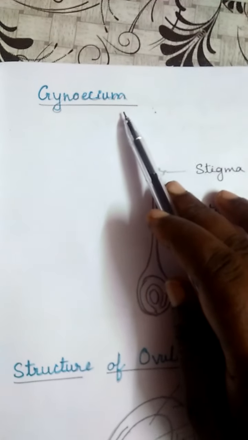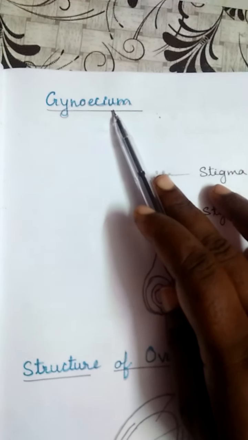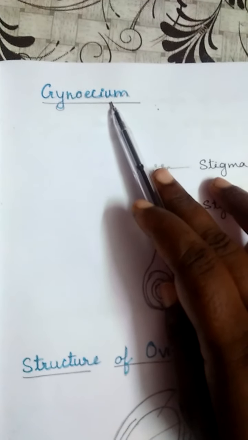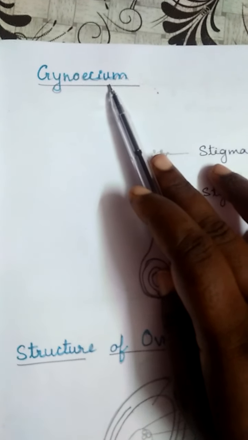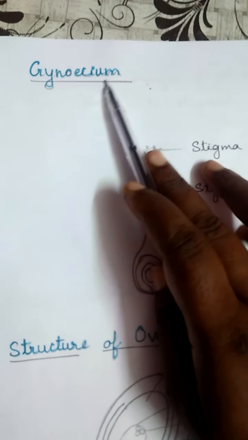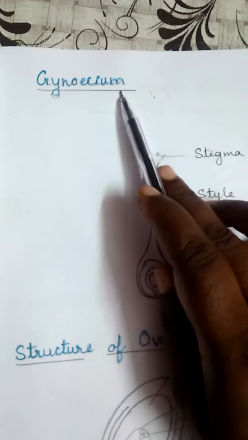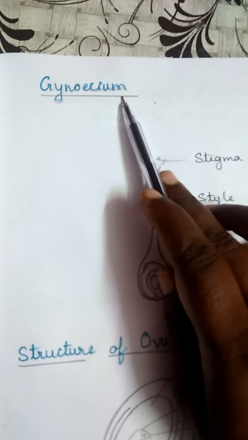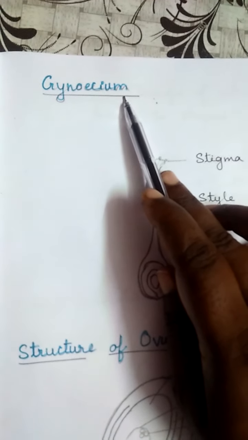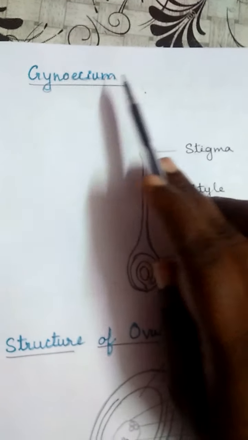Next we are going to study the next essential part of the flower, that is the gynoecium. Gynoecium is said to be the female reproductive part of the plant. Here this gynoecium is also called the pistil. Clear? So gynoecium is the fourth whorl of the flower. It is the innermost part of the flower, and it is also called the pistil, and it is the female reproductive part of the flower.